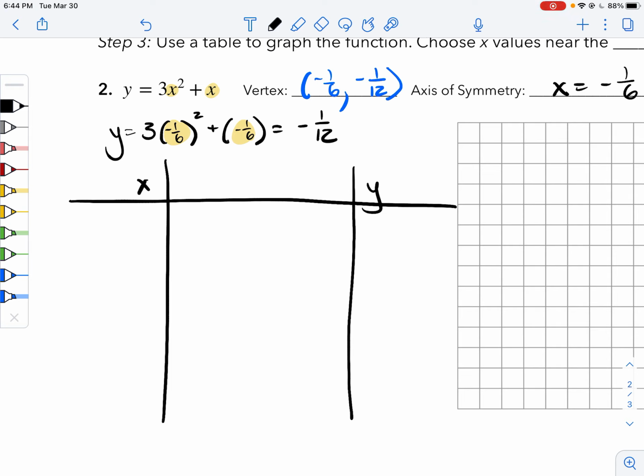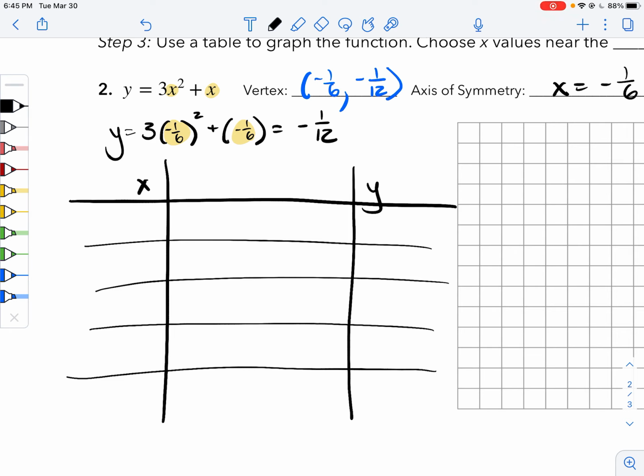And you always want to have 5 points. So go 1, 2, 3, 4, 5. But we know the middle of our graph is going to be where x equals -1/6. And we already know that the y there is going to be -1/12. So now all we do is we take, okay, well, y equals 3x squared plus x. We take our rule, we plug our x's into it, and we find out what y is going to be.